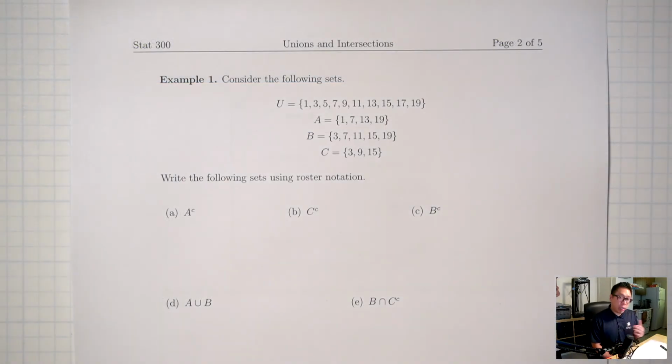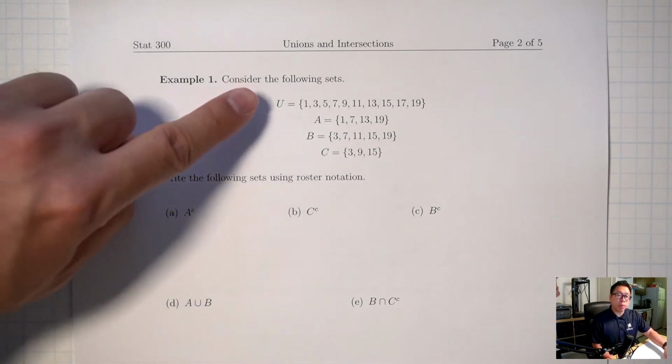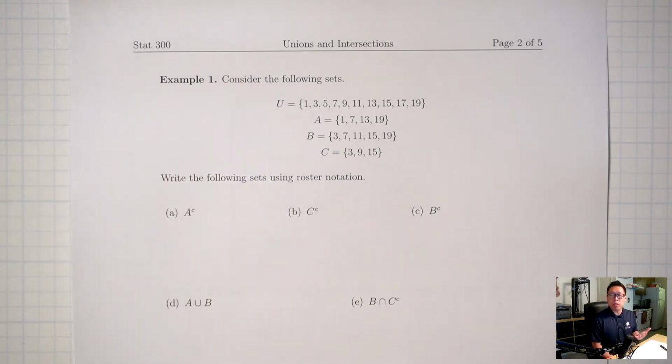Example 1. Here we have a bunch of sets. The first one with a U is our universal set. That's what we consider to be our quote unquote everything. And then we have sets A, B, and C. Write the following sets using roster notation. And all that means is I want a list of numbers.